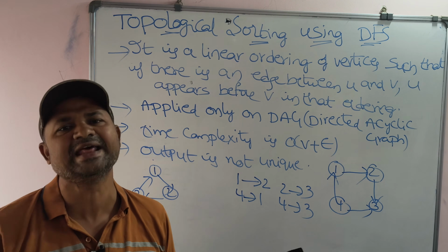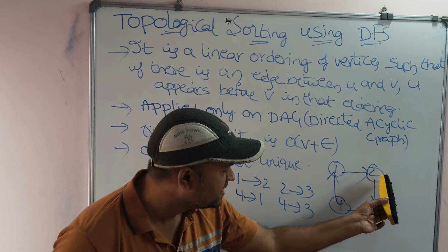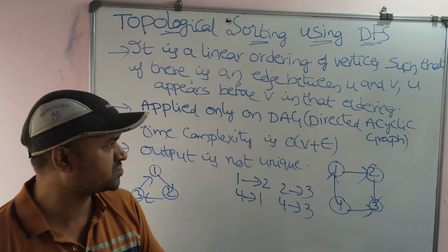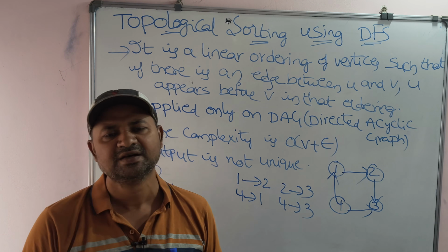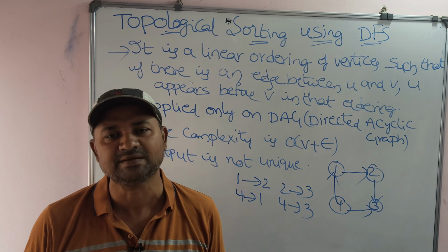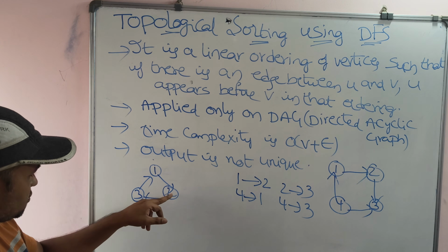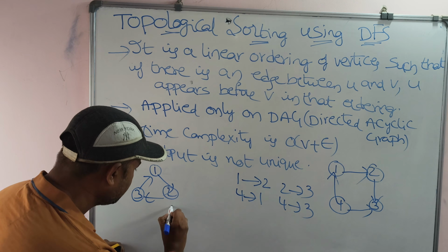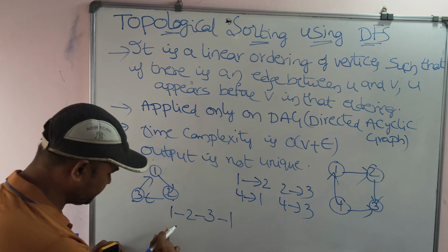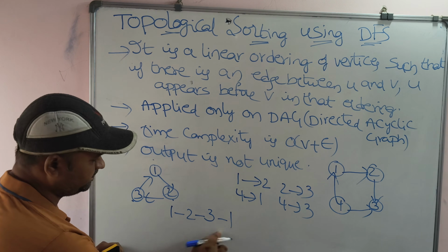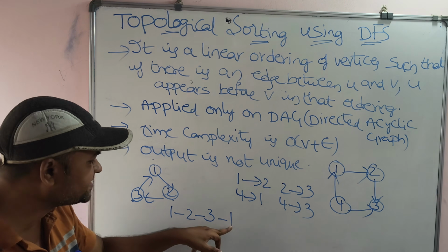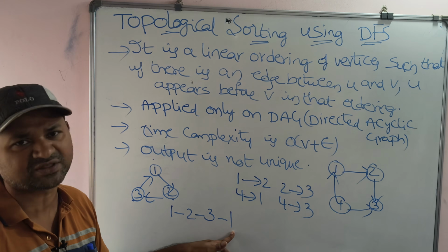So we know what a directed graph is. A directed graph means every edge in the graph will contain some direction, arrows. An acyclic graph means the graph should not contain any cycle. What is a cycle? If you take this graph, from 1 to 2 we have an edge, next from 2 to 3 we have an edge, and from 3 to 1 we have an edge. A cycle is a path, a sequence of edges, where the source vertex and the destination vertex are the same.